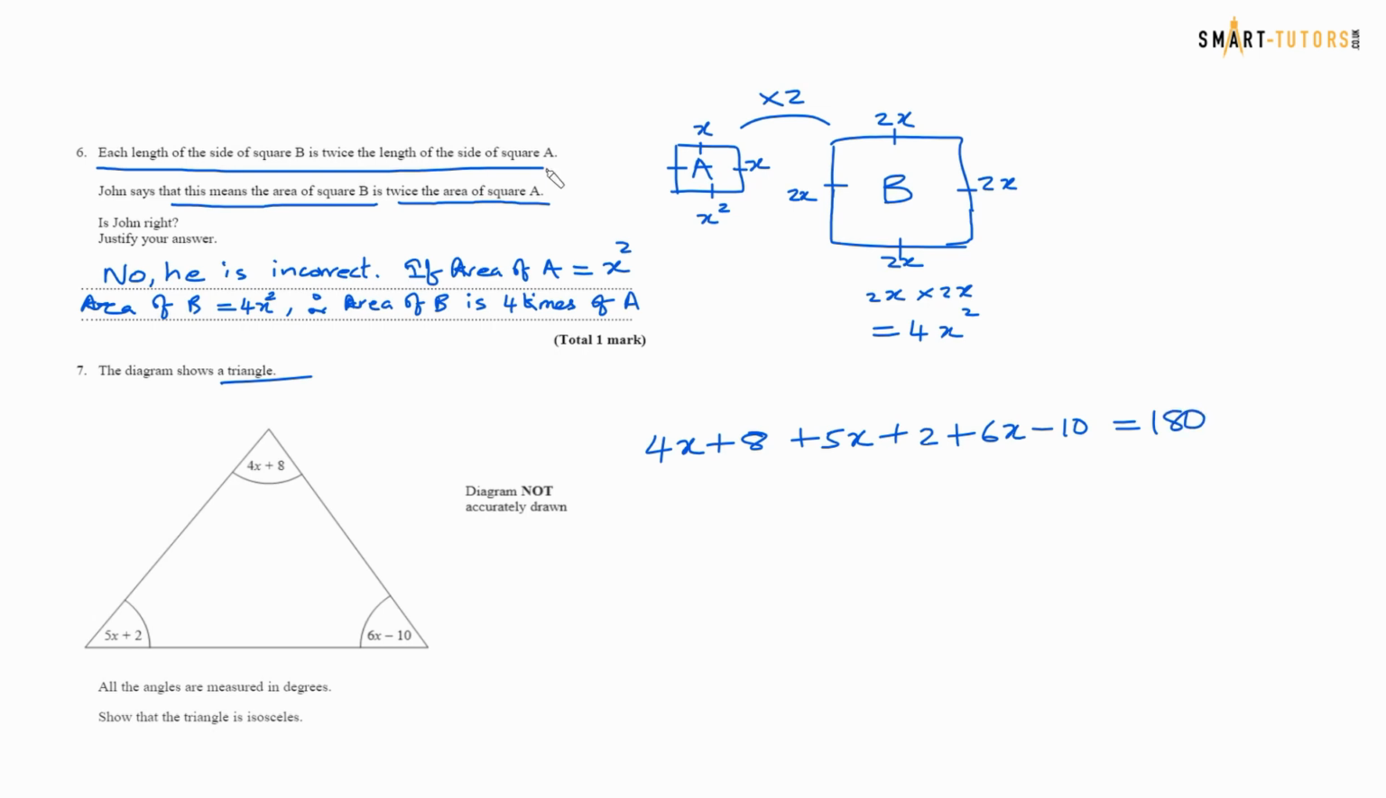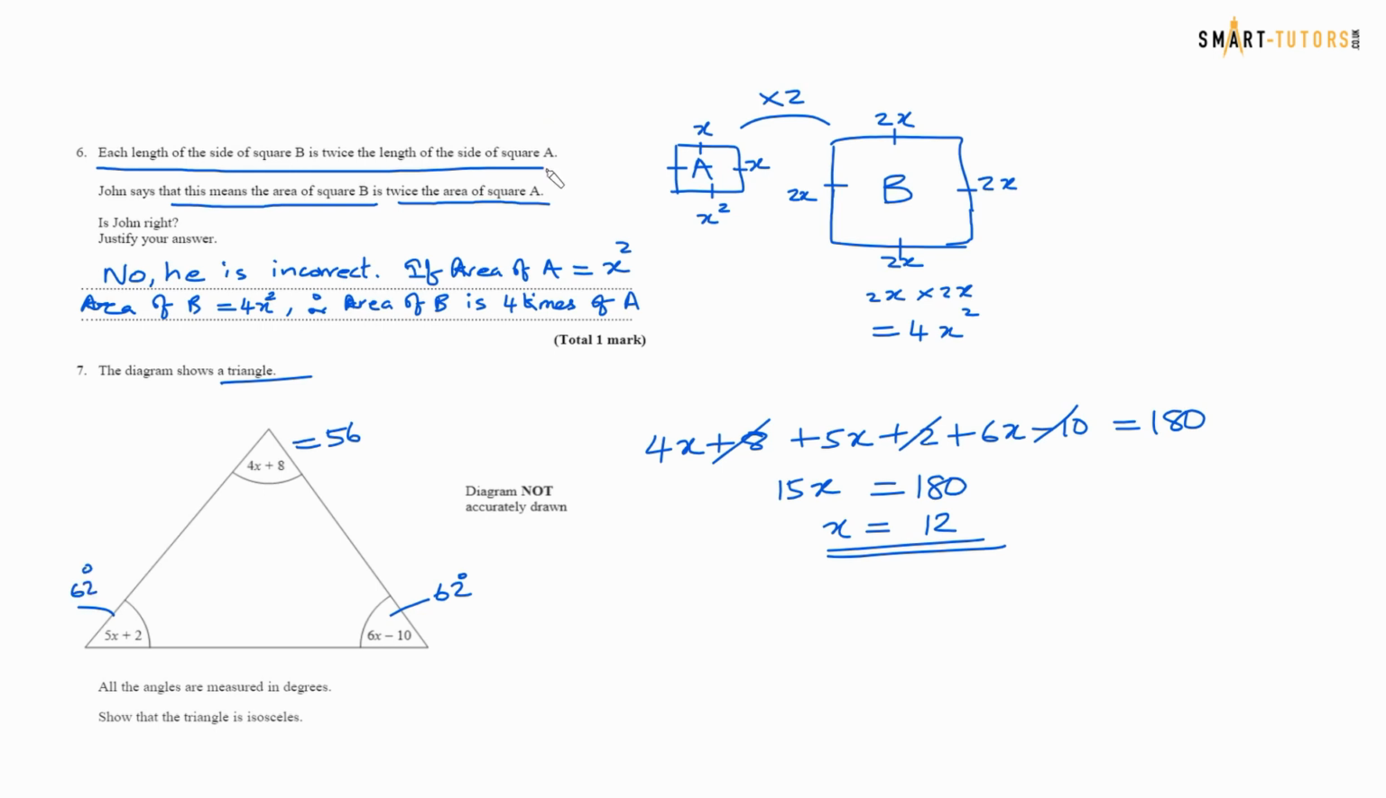So 4x, 5x, 9x, 15x. 8 plus 2 is 10, and that is cancelled out. So 15x equals 180, x equals 12. So if x equals 12, we can find out the angles. 12 times 4 is 48, 56, and this one, 12 times 6 is 72, 62. So this one, 12 times 5 is 60, 60 plus 2 is 62 degrees.